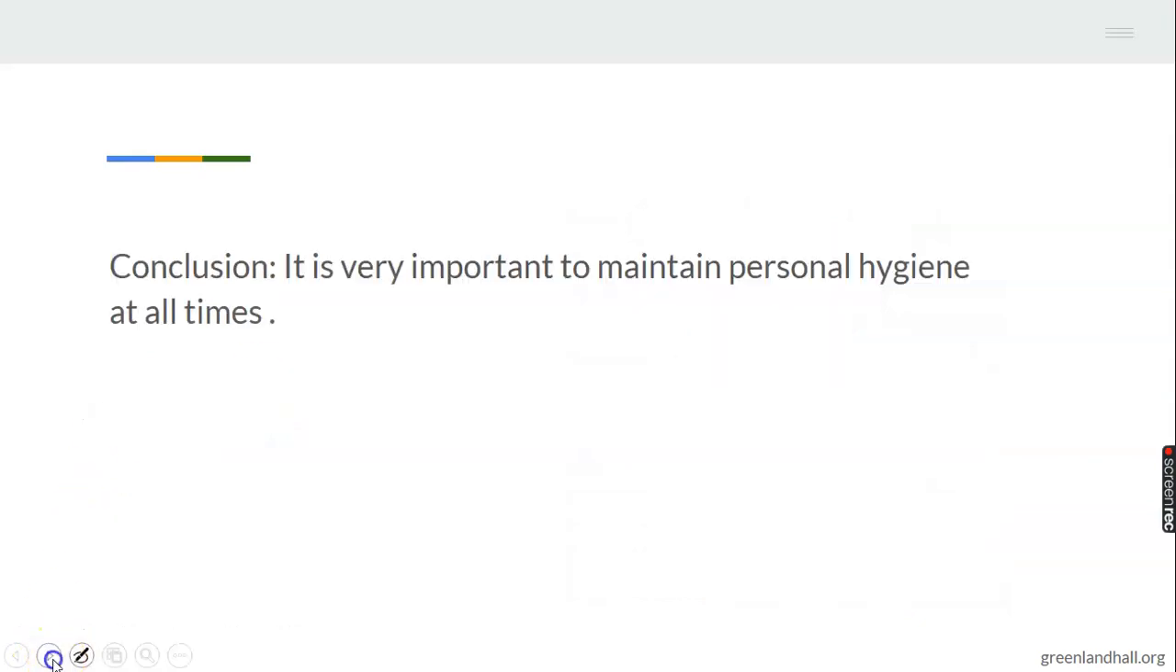And very, very important. Okay, it is very important to maintain personal hygiene. Learn to maintain personal hygiene. We call it personal because nobody's going to do it for you. You will do it yourself. Personal hygiene tips: wash your hands regularly. Don't put your hands in your mouth, okay? Don't bite your nails using your mouth. You should use your nail file or nail cutter, all right?